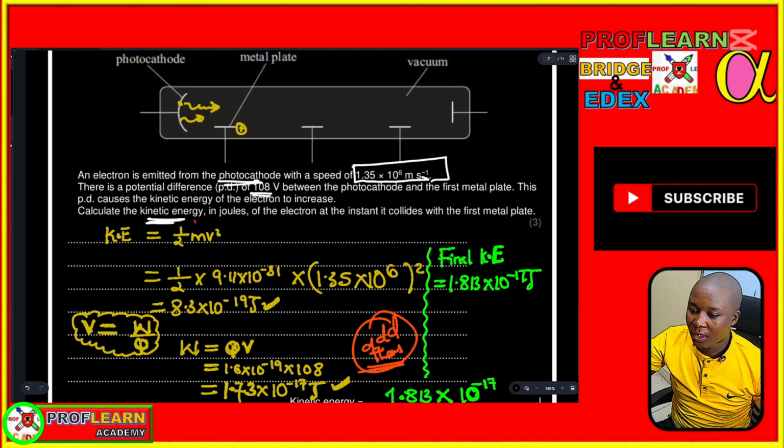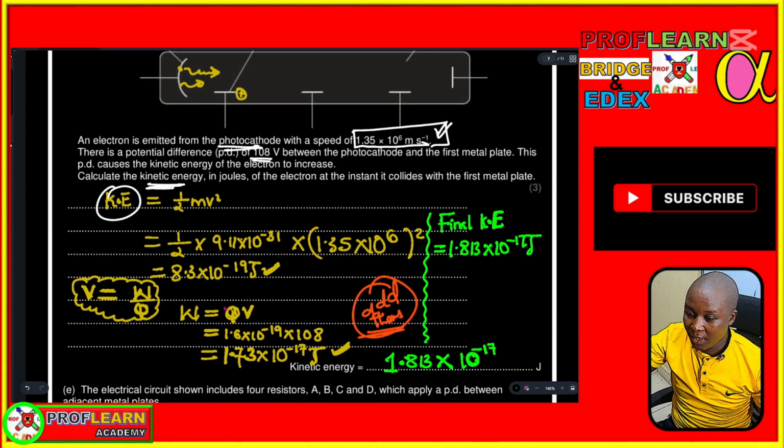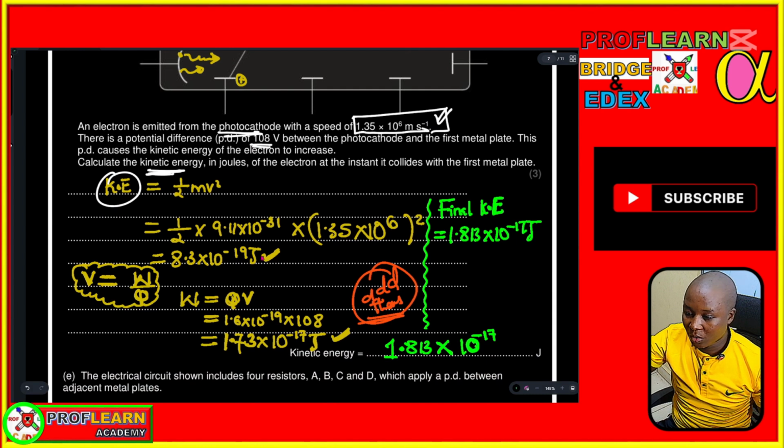So the first thing that we can do is work out the kinetic energy because of this speed that we are given here. And if you work out the kinetic energy, you are going to get the energy to be 8.3 times 10 to the power negative 19 joules.